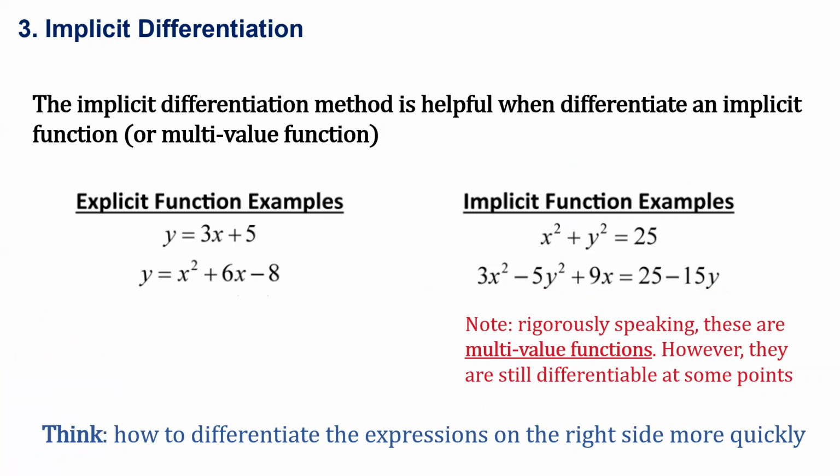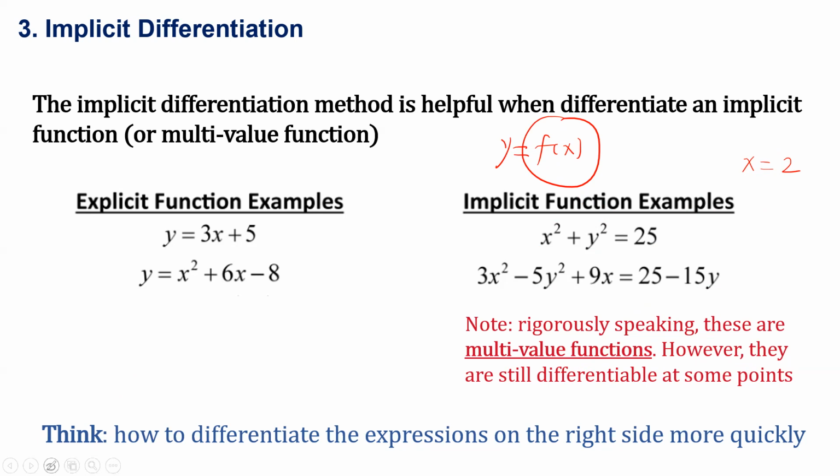In this case, rigorously speaking, these are multi-value functions, because for any given x, for example x equals 2, there might be more than one y value corresponding to the given x input. However, they are still differentiable at some points. The problem is: how do we differentiate these expressions more quickly? Of course, you can solve for y equals f(x), finding the explicit expression of f(x) first.